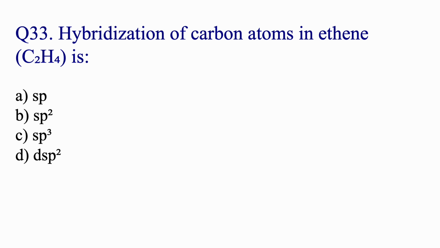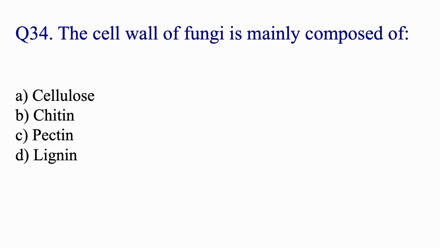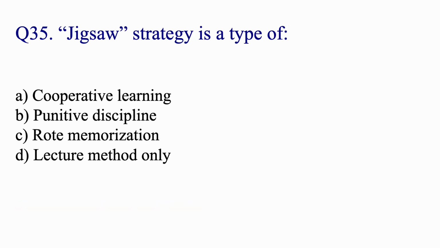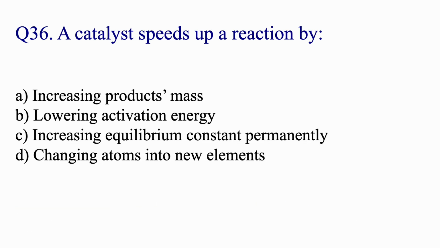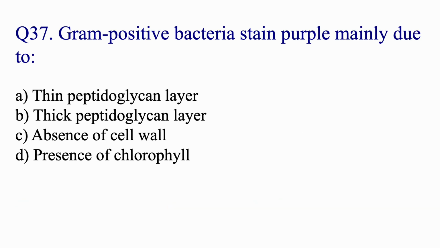Hybridization of carbon atoms in ethene C2H4 is sp2. The cell wall of fungi is mainly composed of chitin. JEXA strategy is a type of cooperative learning. A catalyst speeds up a reaction by lowering activation energy.